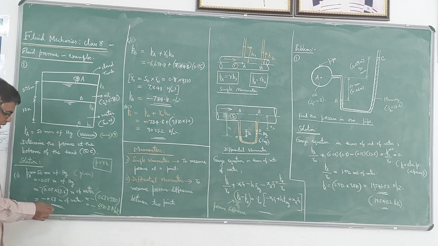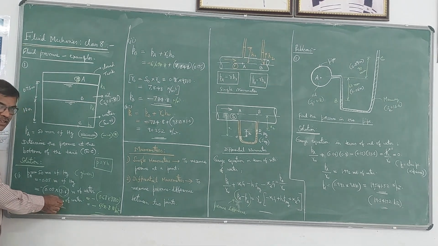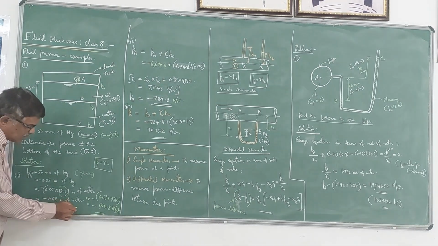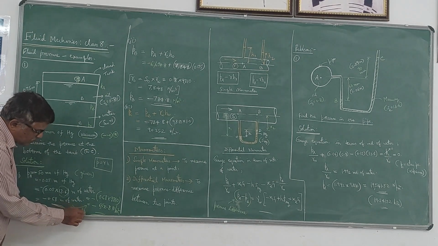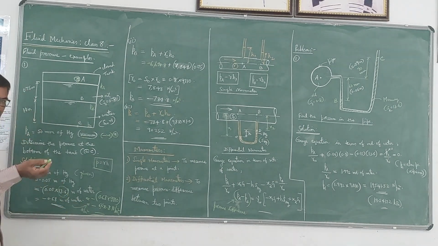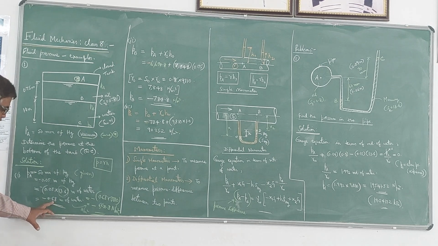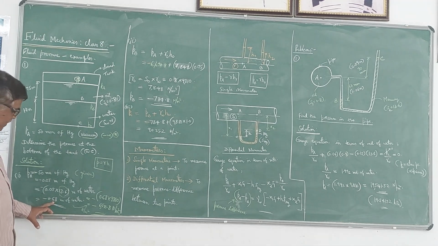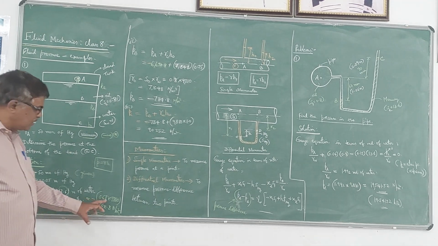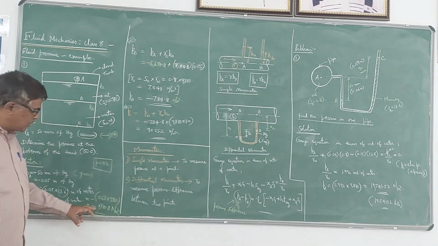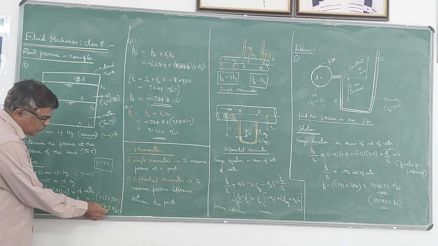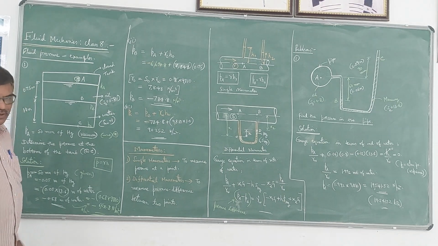Now this is in meters of water, that is in terms of pressure head. This I will convert into Newton per meter square using the gamma into H formula. So now this is H, 0.68, and gamma of water is 9810. So it becomes 6670.8 Newton per meter square.